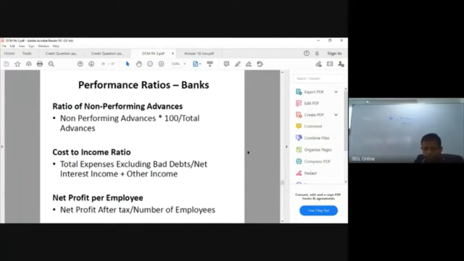For a general understanding, the best range is below 40% for a bank. Right, net profit per employee: net profit after tax divided by the number of employees. That is very easy to calculate and understand. The higher the ratio, the better it is.